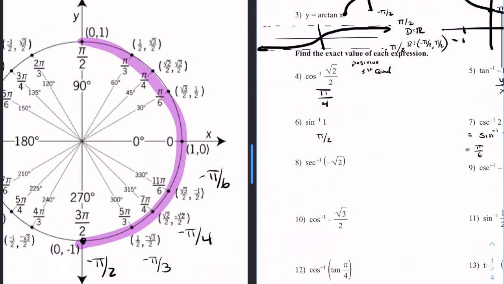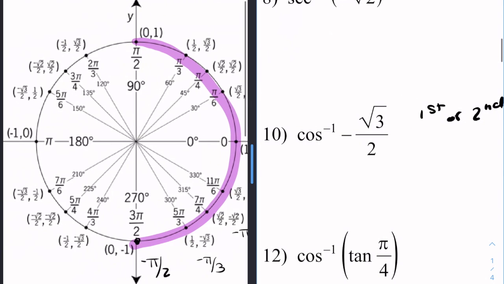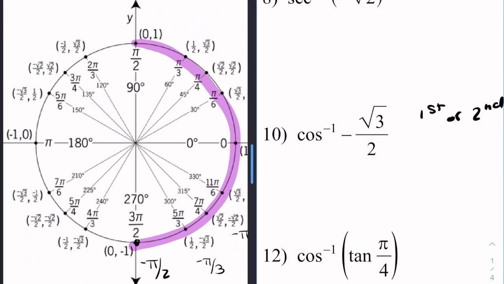Now, where it gets tricky is when we have negative values. So let's say we are looking at inverse cosecant of negative root 3 over 2. Well, as we said before, first or second quadrant for cosine. Cosine is the only thing that's different. So this is negative, so we're in the second quadrant. At what angle is the x value negative root 3 over 2? And we see that it's at 5 pi over 6.